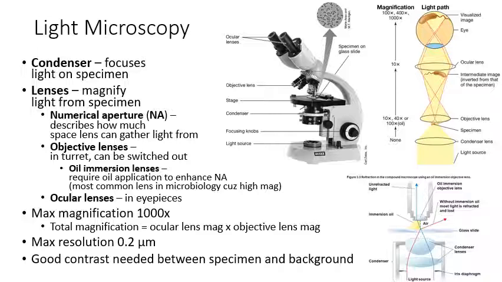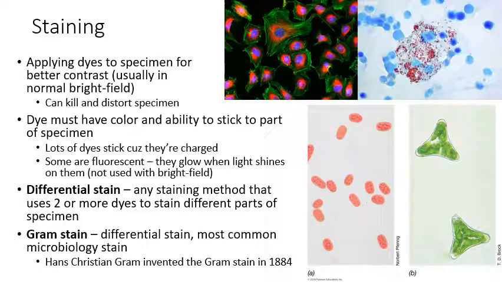You also need in light microscopy to have something that introduces contrast between the specimen you're trying to look at and the background of the stage or the slide, because these microbes in general are transparent. So if you don't have something to give them some color, some contrast, it can be real hard to see what you're trying to look at. Staining is used to give contrast to these images. The process of staining is just applying dyes to the specimen to increase the contrast.